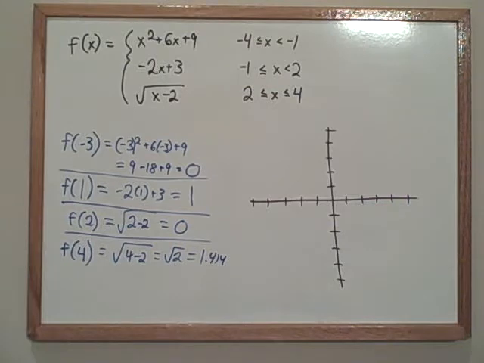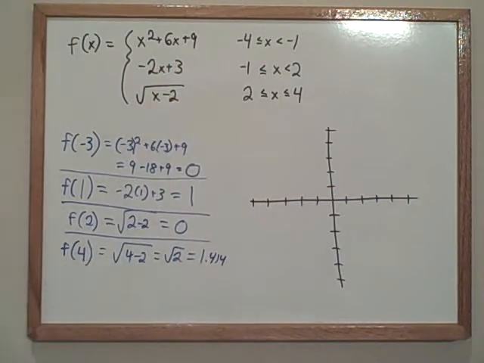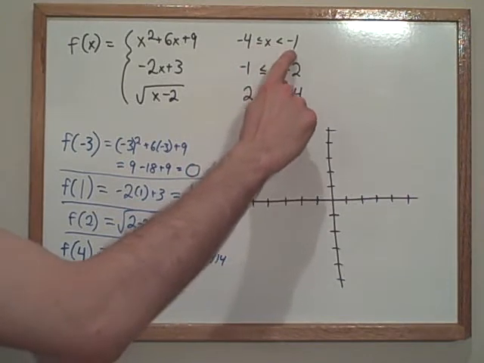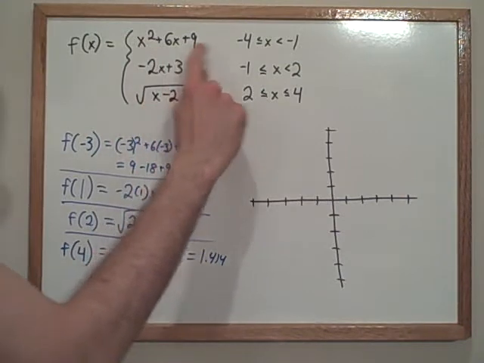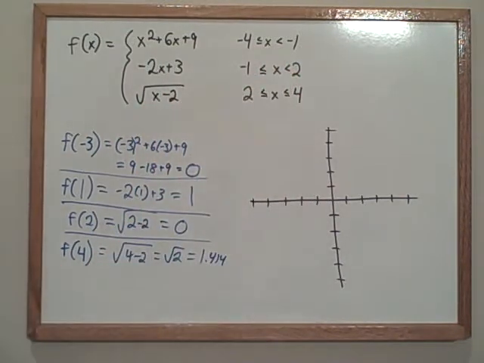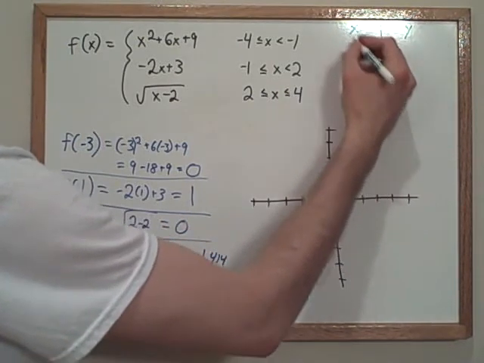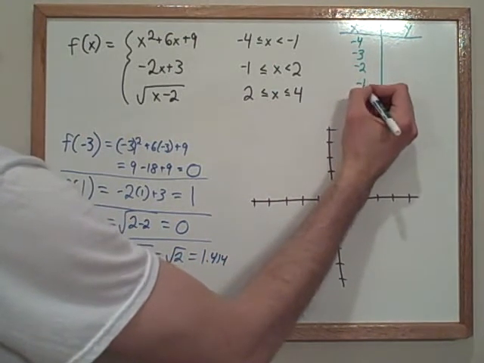Now we need to graph it. Okay, don't panic. We are going to do this in pieces. I'm going to start with this one. It is a parabola. I only need to worry about the numbers between negative 4 and negative 1. So over here on the side, I'm going to make a chart dealing with just this function in that interval. Okay? So our x values and our y values. Negative 4, negative 3, negative 2, negative 1.